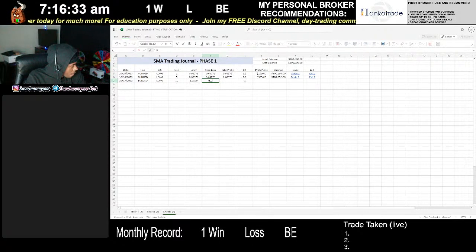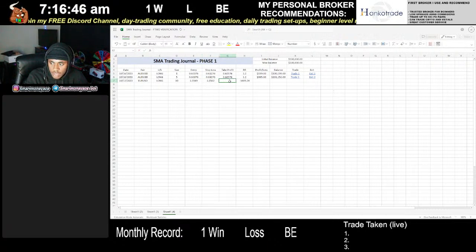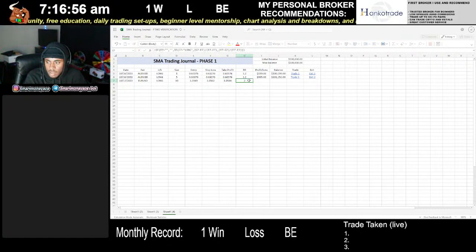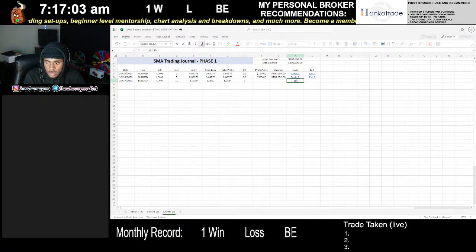Stop loss is 1.05618, I believe. Let me double check. 56. Yep. Take profit is 1.05843, and the ratio was a 2. Oh, cool. So it has that calculated already, and then we'll go ahead and just take a screenshot.